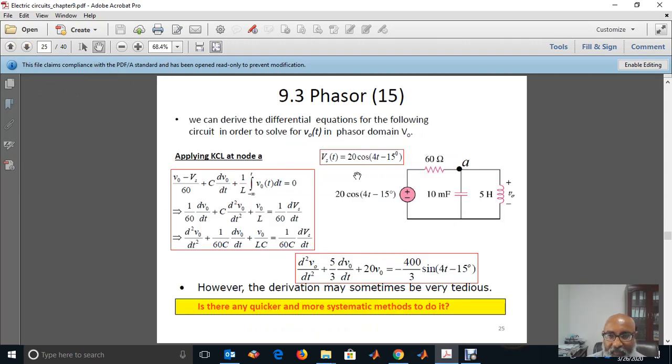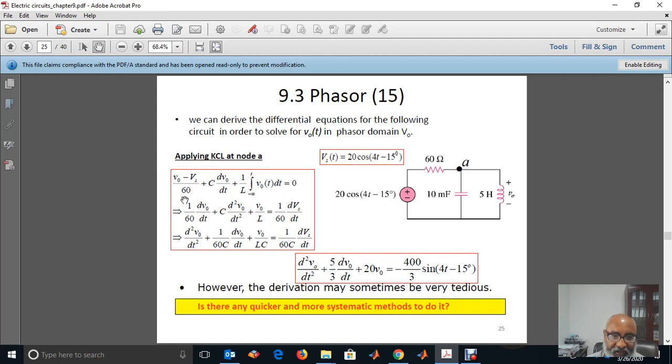All right. Now, if I have a circuit like this, for example, how do we find the voltage at the output, the voltage across the inductor? From the previous chapter, as you know, we can apply KCL at node A. Let's say the source voltage is Vs equals 20 cosine of 4t minus 15 degrees. So the voltage at node A, VA, is equal to the voltage across the inductor. So VA is equal to Vo.